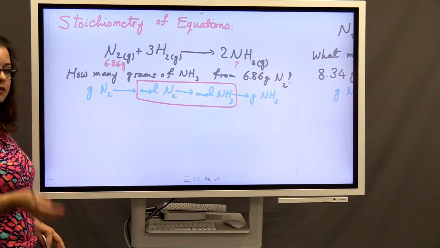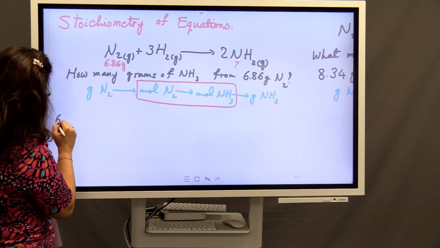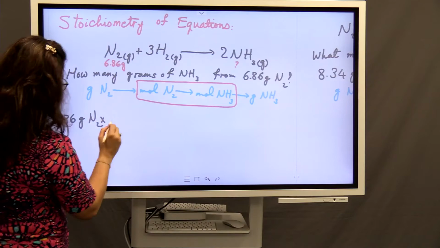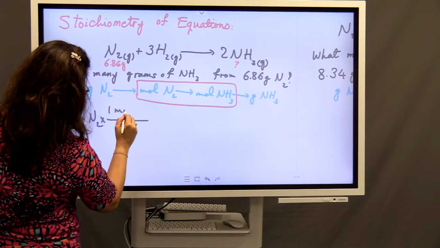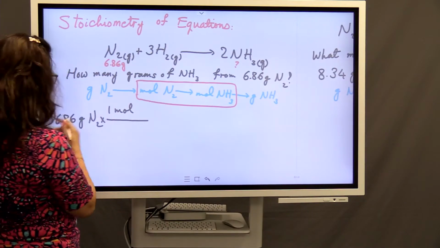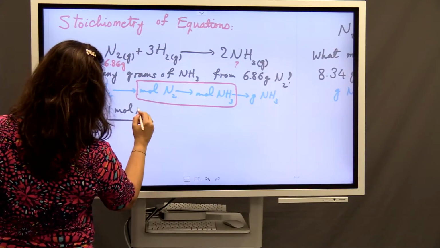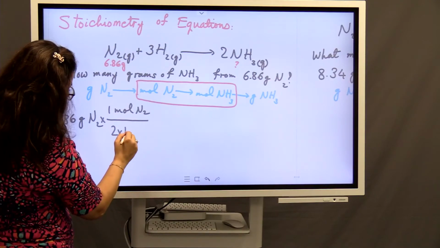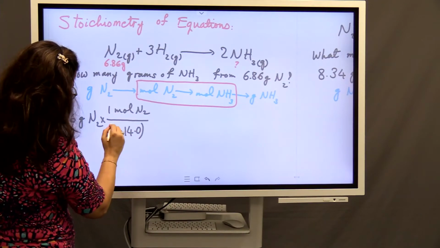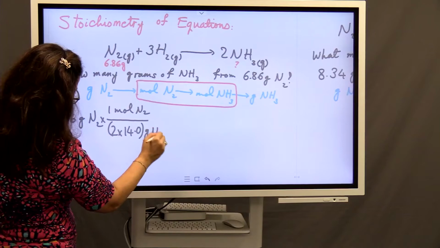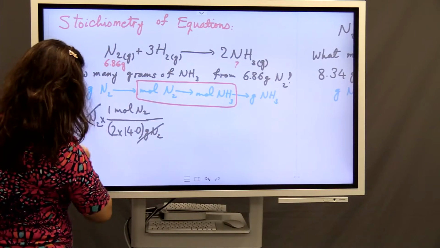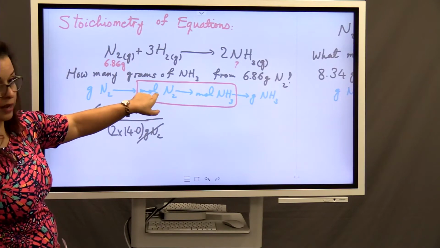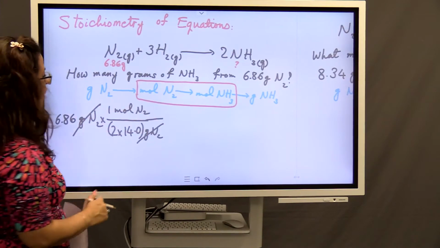So again, start with the given value, 6.86 grams of nitrogen. Use the molar mass of nitrogen to change the mass to mole. So 1 mole of nitrogen, it's N2, huh? So watch out. 2 times 14, which is 28, right? Grams of N2. So far, you eliminated grams and grams, moles of N2. You are here.